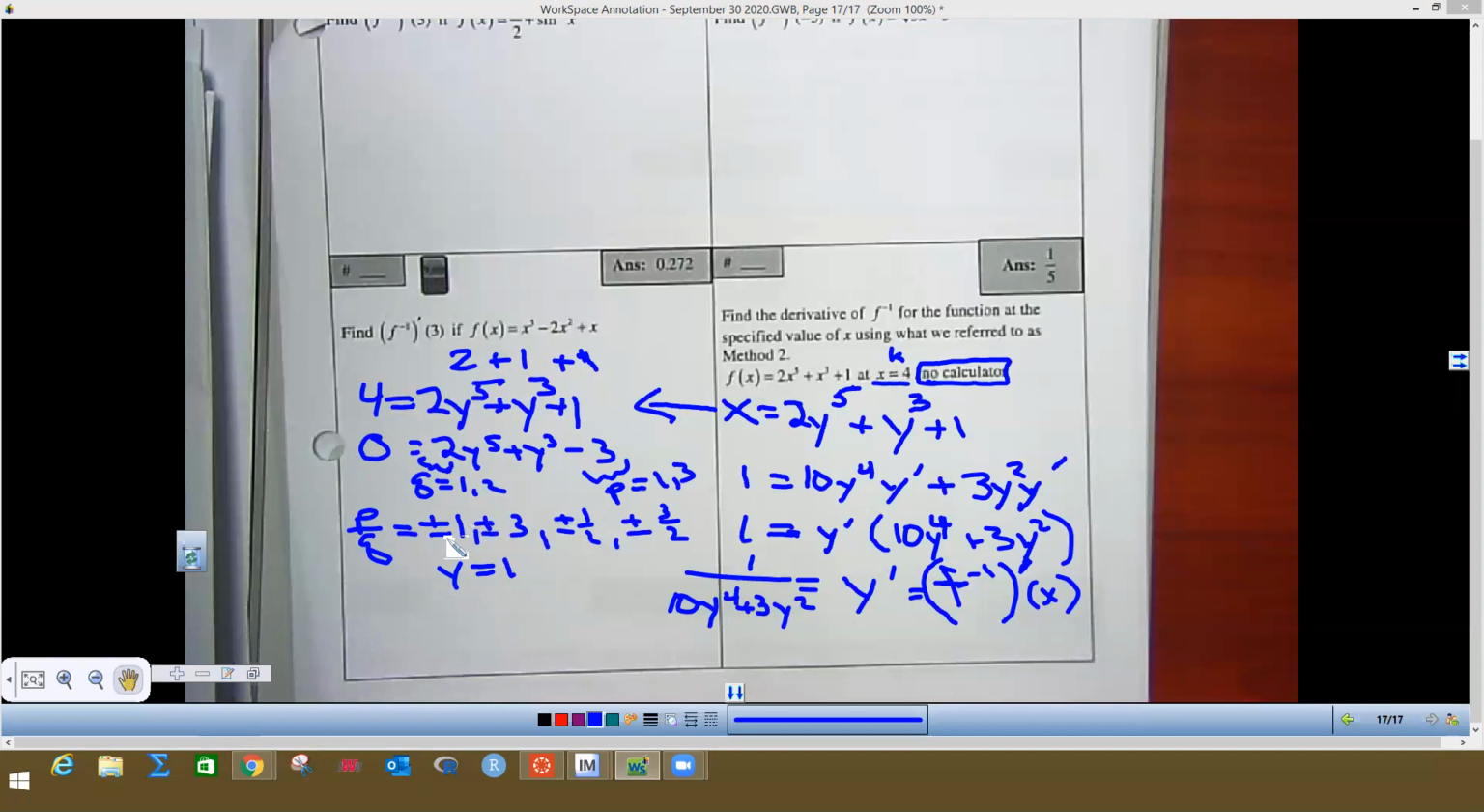Now, if 1 didn't work, I probably would have tried negative 1 next. I hope we can see that negative 1 gives me negative 2, so it doesn't work, right? So if it doesn't work, you've got to try a different one. So we get y is 1.